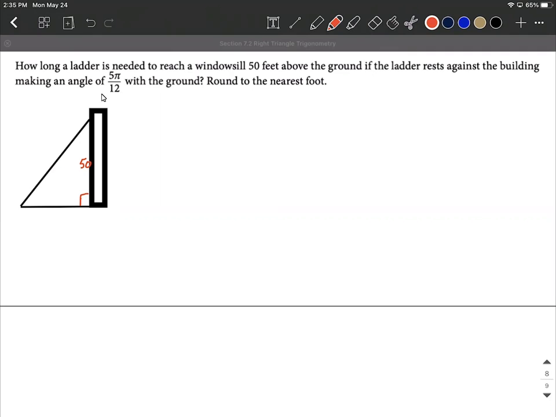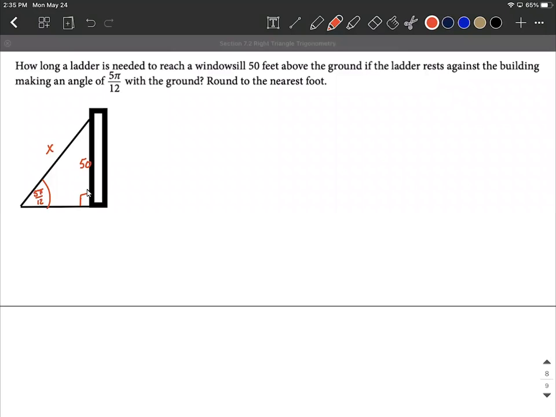And then we were given this angle that's created between the ladder and the ground. All right, so 5 pi over 12. I can label that down here. 5 pi over 12 is going to be the angle in this corner of our triangle. Now what we're missing is the length of the ladder. So I'm going to label that with an X. That's going to be the hypotenuse of this triangle.